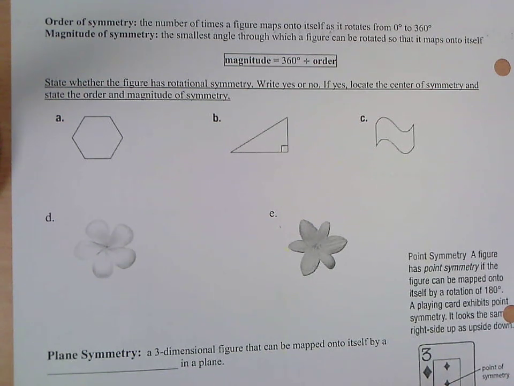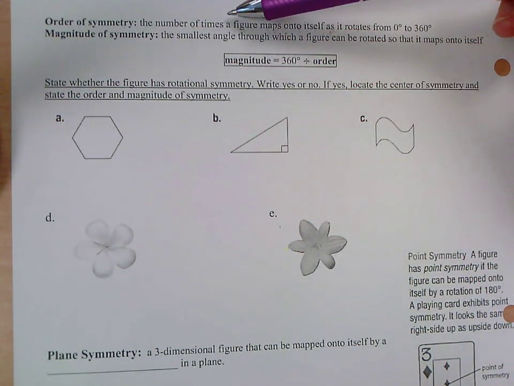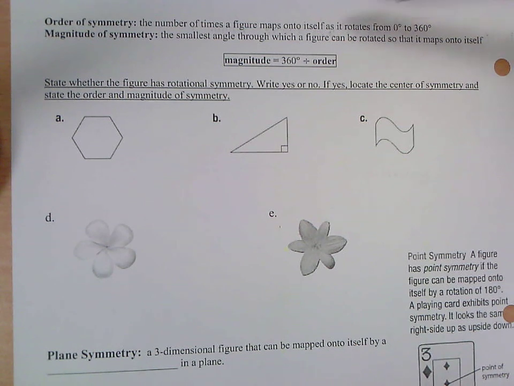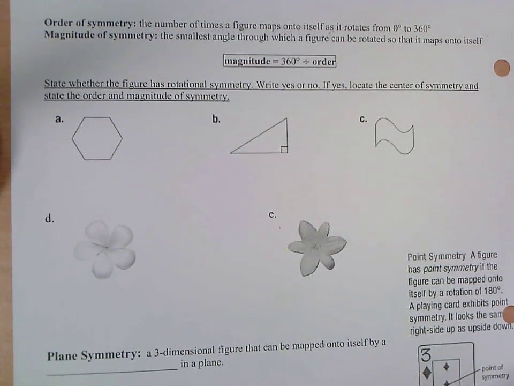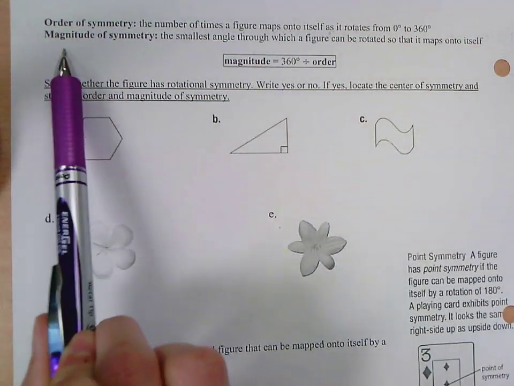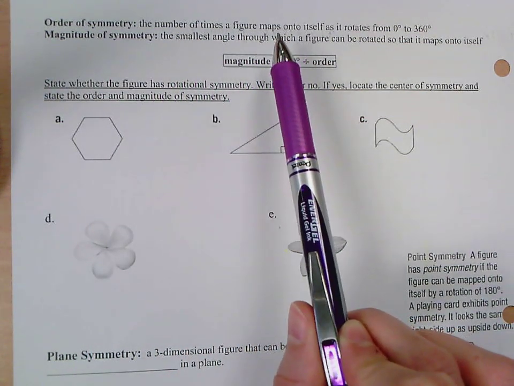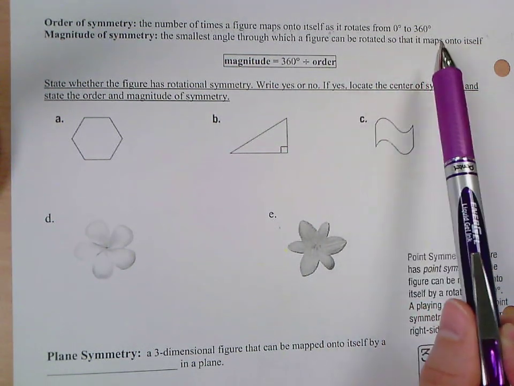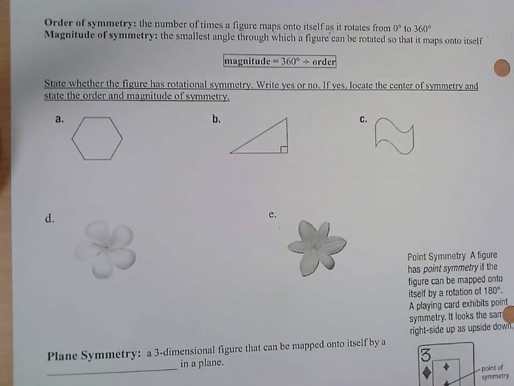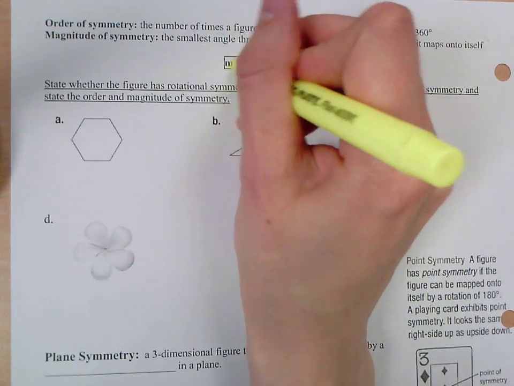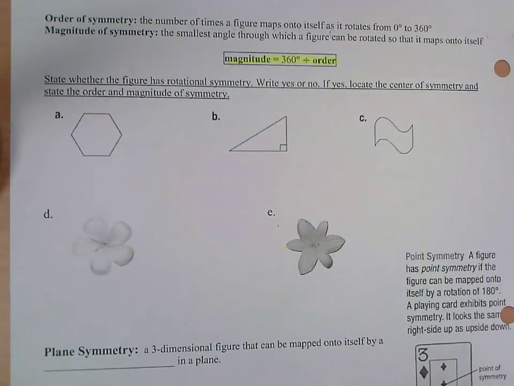So rotational symmetry has order and magnitude. The order of the symmetry is the number of times a figure maps onto itself as it rotates from 0 to 360. And then the magnitude is the smallest angle through which a figure can be rotated so it maps onto itself. And this is the equation that relates magnitude to order. If you take 360 degrees divided by the order, that gives you the magnitude.